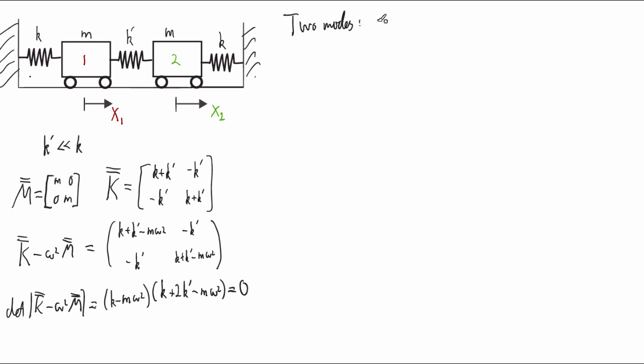The first one I'm going to call mode A, has omega A equals the square root of K over M. And then the second one is mode B, and it has omega B, its eigenfrequency, equal to the square root of K plus 2K prime over M.